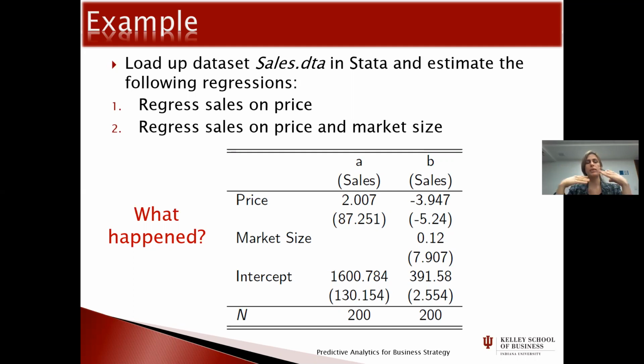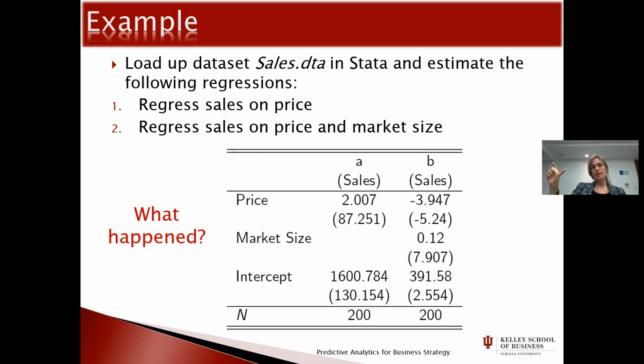So market size, when we think about the size of markets, probably bigger markets are going to accompany higher prices. Managers are going to set prices to be higher in bigger markets, say Chicago as compared to Indianapolis. And probably sales are also going to be higher when the market is bigger, right? So there is a correlation between market size and our treatment price, and also between market size and sales. So we have a variable. When we run the first regression, sales on price, what is happening?